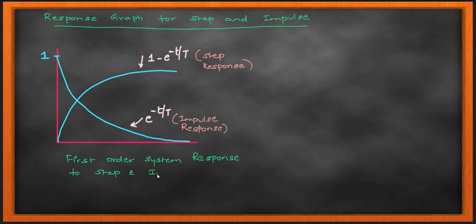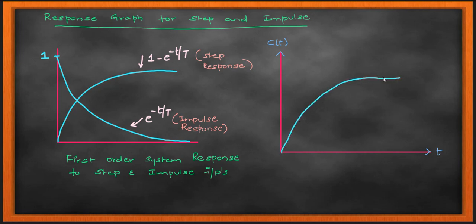So that is your first order response, right? The first order system response to your step and impulse. So here in this slide itself, I will plot the time constant also. The time constant is c of t versus t, and it just tells you the time taken by the system to reach the maximum output.